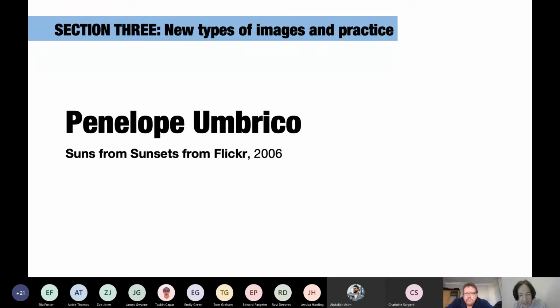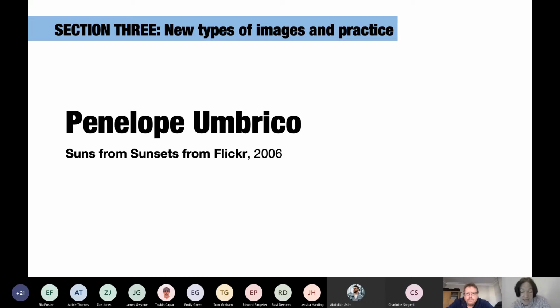Penelope Umbrico does a work, and it's a project that I'm going to show you here, Suns and Sunsets from Flickr. So again, she takes work that looks at the subject matter, in this case sunsets, suns and sunsets. And I'll just quote here, she says, I searched the photo sharing website Flickr and found sunsets to be the most present, i.e. tagged, resulting in 541,795 hits in 2006. So we could probably add substantially to that.